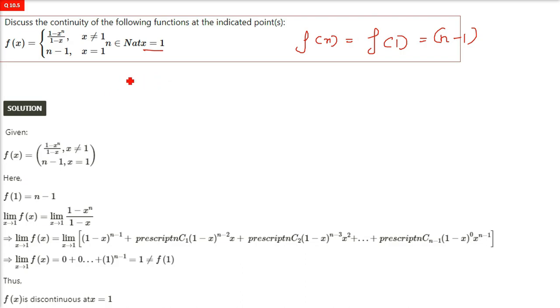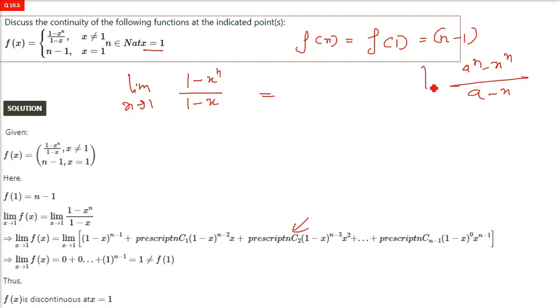So when we apply the limit, x tends to 1, of (1 minus x raised n) divided by (1 minus x). Now just see that you don't have to worry about these. This we have already done in the previous classes. We have opened it, we have used the binomial theorem, etc. But the final relationship is what? (x to the power n minus a to the power n) divided by (x minus a), or you can say (a to the power n minus x to the power n) divided by (a minus x). And when x tends to a, the relationship is, it is going to be 1.